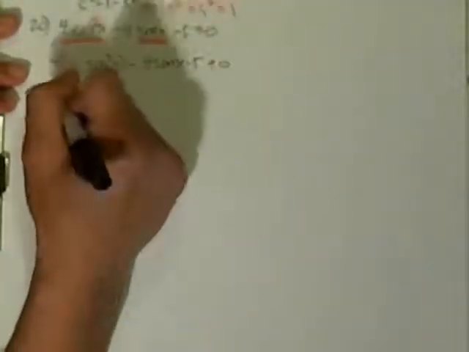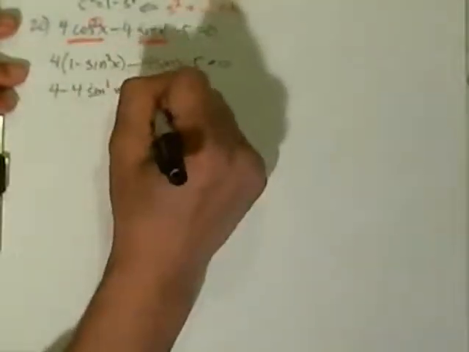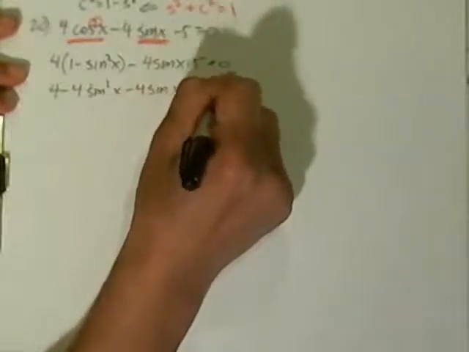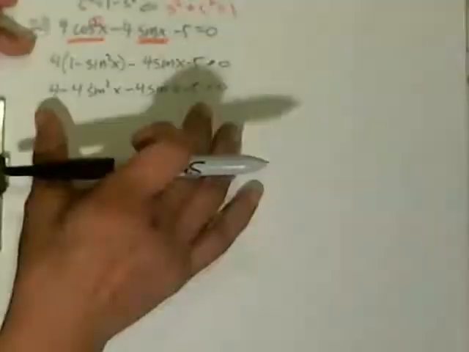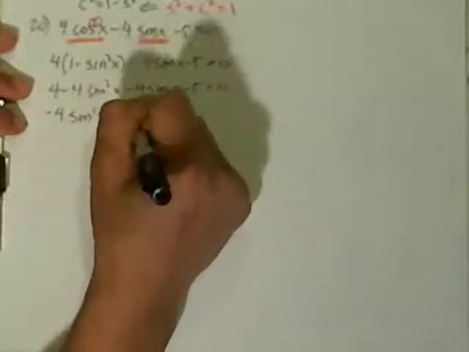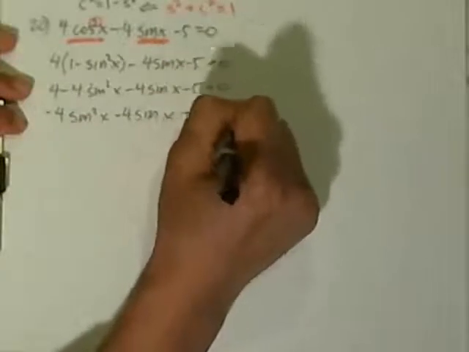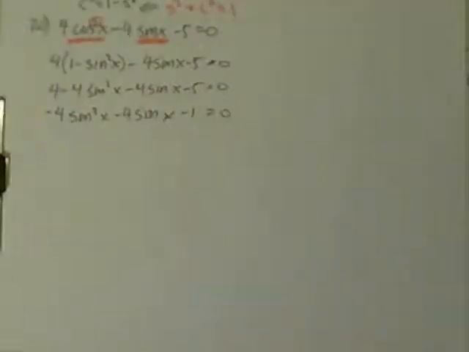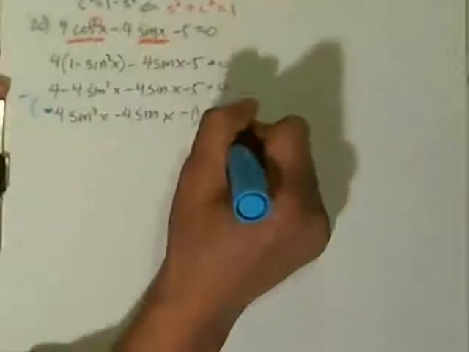I'm going to distribute that 4 out. 4 minus 4 sine squared of x minus 4 sine of x minus 5 is equal to 0. I'm going to standardize this expression on the left side. Minus 4 sine squared of x minus 4 sine of x. Add the 4 minus the 5, which is minus 1, equals 0. I don't like this negative right here, so I'm going to run a negative through. Multiply the left side by negative, multiply the right side by negative.